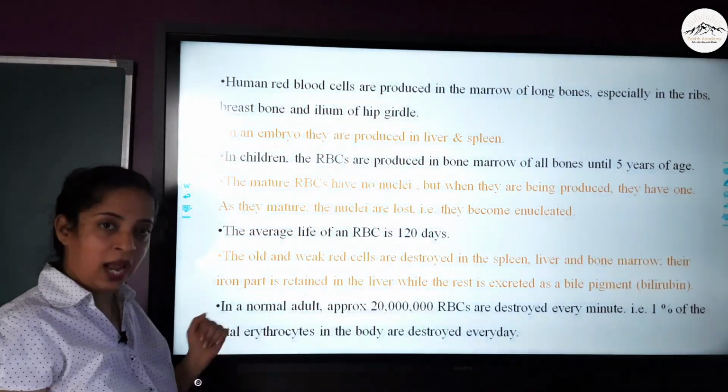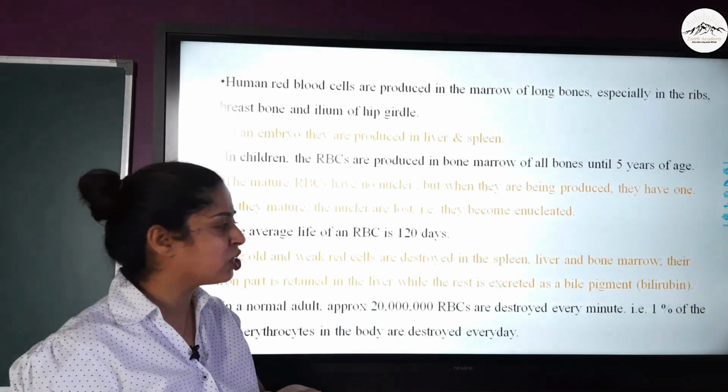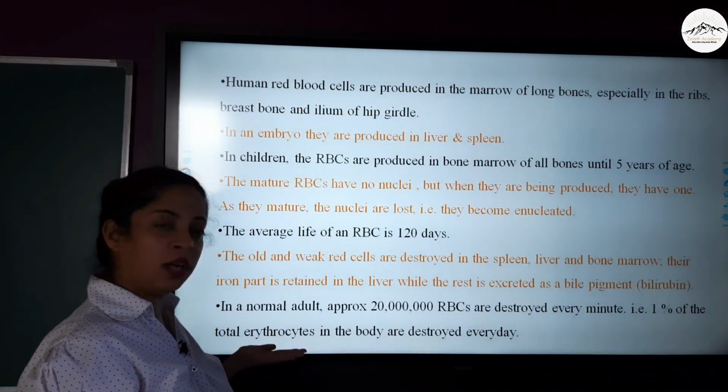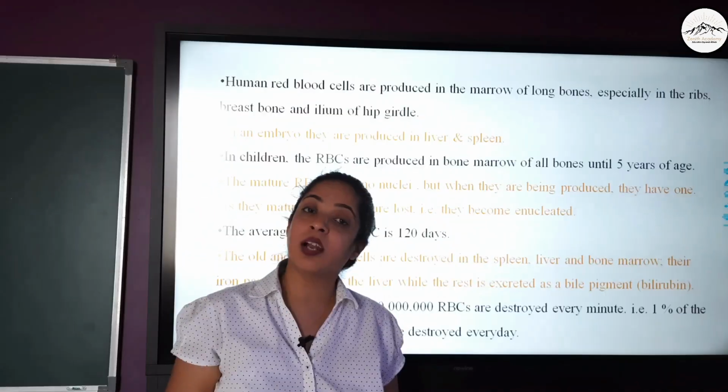Now, in a normal adult, approximately 20 million RBCs are destroyed every single minute. That is 1% of the total erythrocytes; 1% of the total RBCs are destroyed every single day.